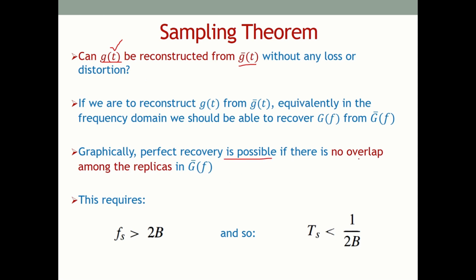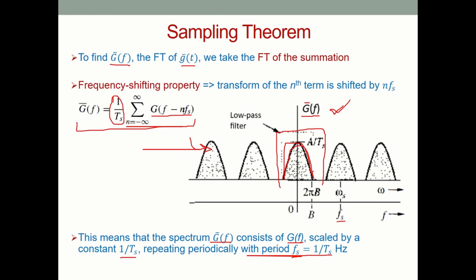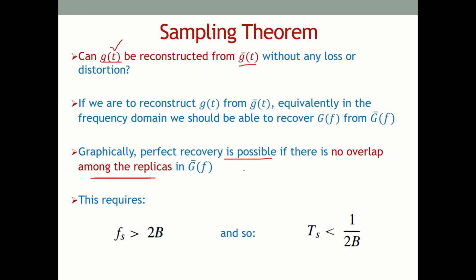Perfect recovery is possible if there is no overlap among replicas. That means if the distance between these two points, this point and this, if this spectrum does not overlap with this one, then we can easily reconstruct the signal. We can easily use a low pass filter to filter it out, right?